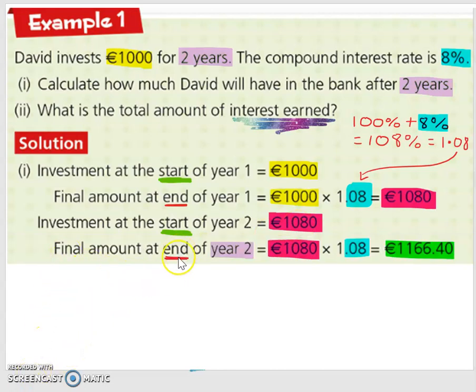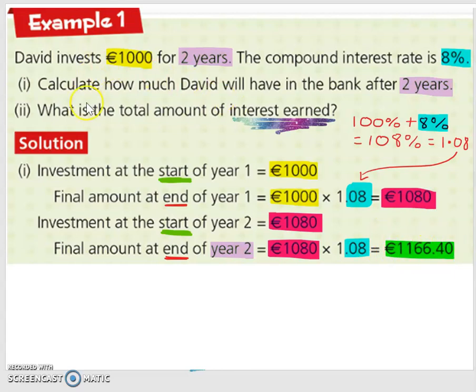So his final amount at the end of year 2 is going to be €1,080, again multiplied by 1.08, because the interest rate is still 8%, and that gives us €1,166.40. So this is the amount of money he has in the bank at the end of year 2. Notice that it's not the same amount of money that he had in the bank at the start of year 2. You have to be very careful when you're talking about the start or the end of a year. So at the end of year 2, he has €1,166.40. And in the question, it said he was investing for 2 years, so we don't have to go on any further. So this is his investment at the end of 2 years.